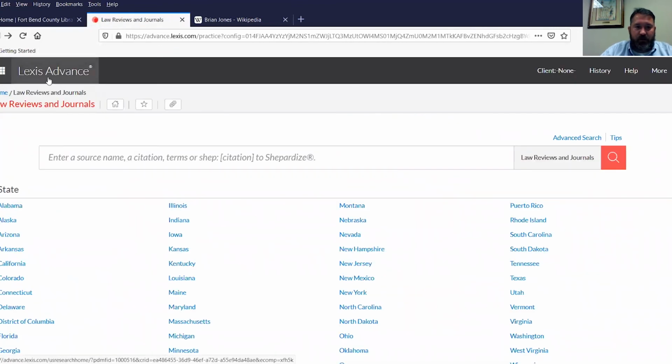Let's go back to the main page again. You can look through all the states. If for some reason you want the Kentucky Bar Journal, have at it.